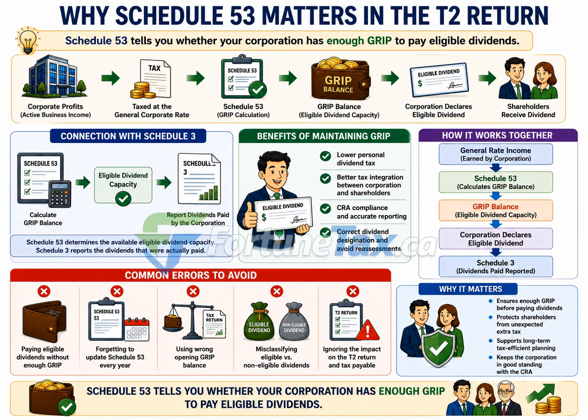The most important concept to remember is this: Schedule 53 acts as the corporation's eligibility checker for dividends. Before declaring an eligible dividend, the corporation should always confirm that its GRIP balance is sufficient. In simple terms, Schedule 53 tells you whether your corporation has enough GRIP to pay eligible dividends.